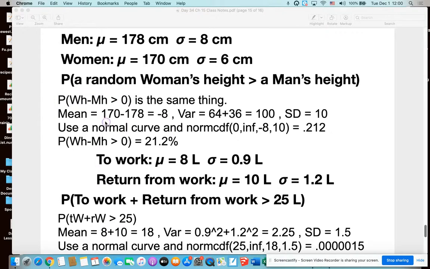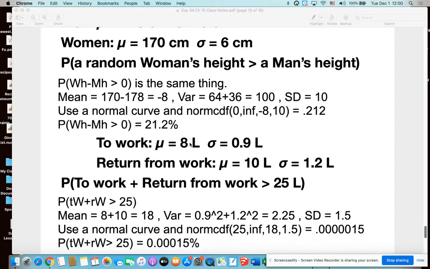All right, and then we just calculate the mean. We just subtract now, right? The height of the woman minus the height of the man. Subtract, and you get -8 as your expected value. Your mean, or your expected value, is -8. Do your variance: you square the standard deviation, add them together, and then take the square root to get your standard deviation of 10. Put that in the normal curve on your calculator, and you get a 21.2% chance that you'll find a woman that's taller than a man if you randomly select each, right?